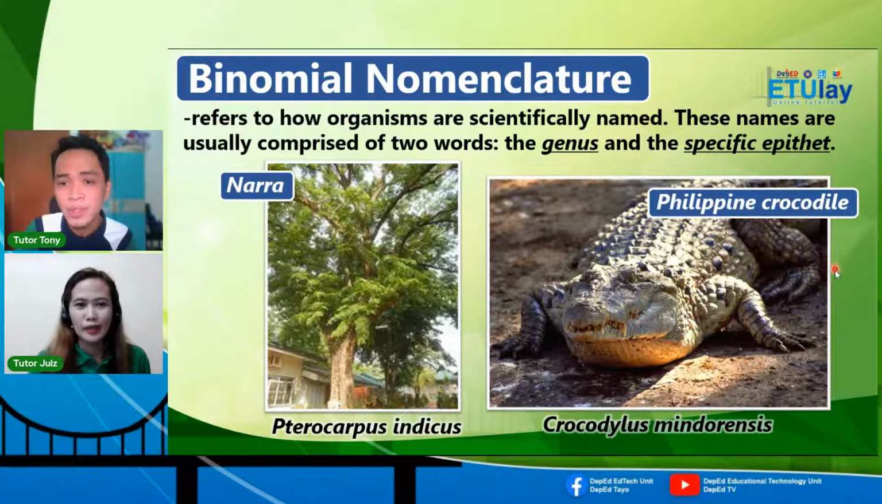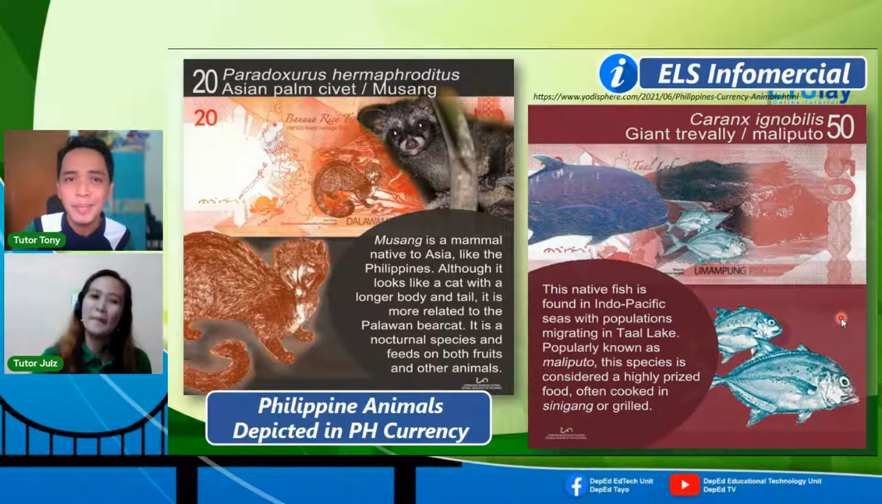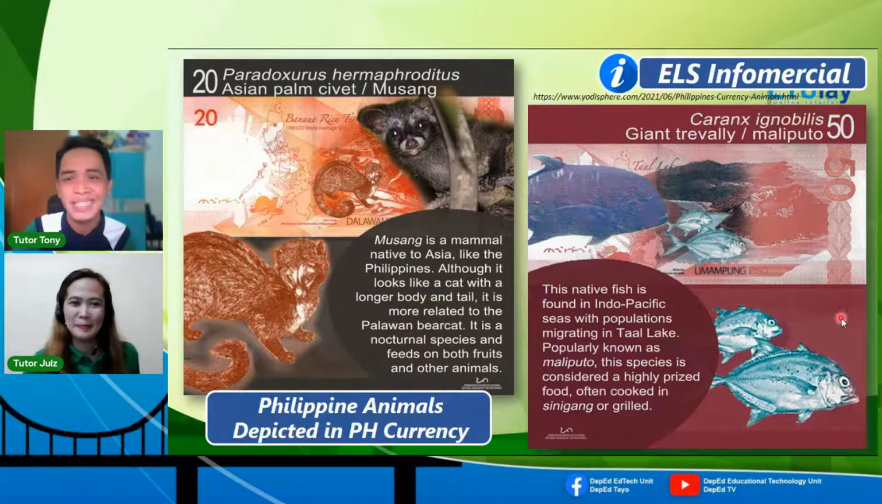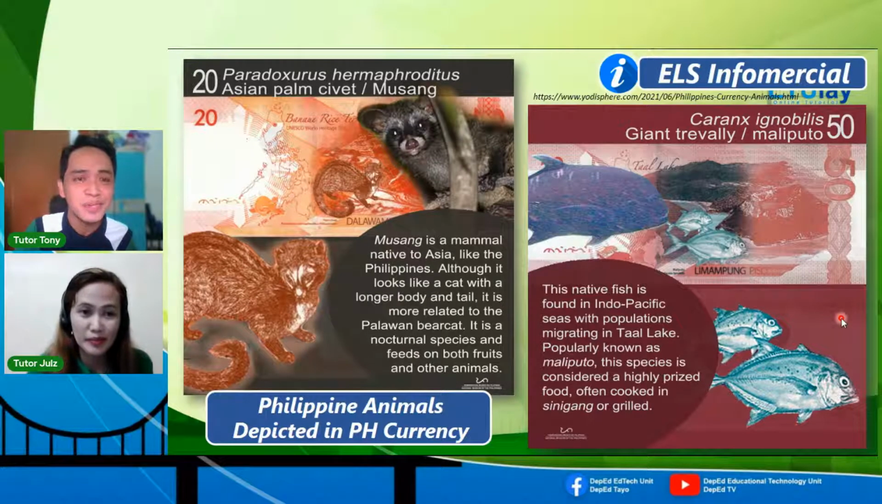We also have the Philippine crocodile, Crocodylus mindorensis. So it tells us that this is endemic or found in Mindoro. Ayan. Sa mga ka-ELS natin na mga namasko dyan, kaway-kaway, meron pa ba kayong dyan na save? Tingnan natin yung mga animal species muna tayo. Animal species na na-featured sa ating Philippine currency.